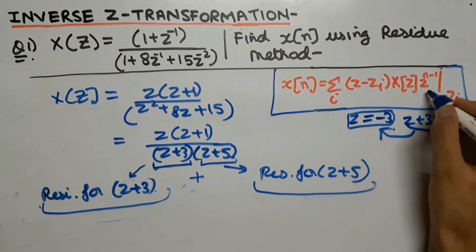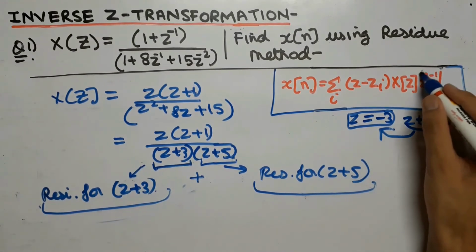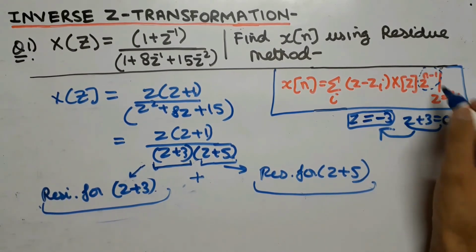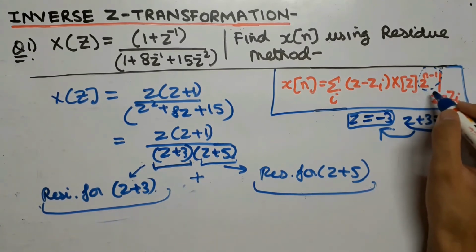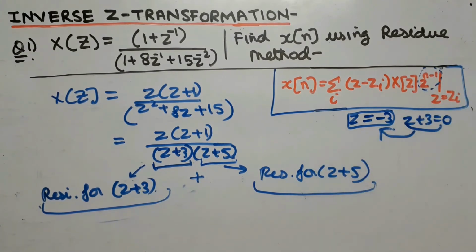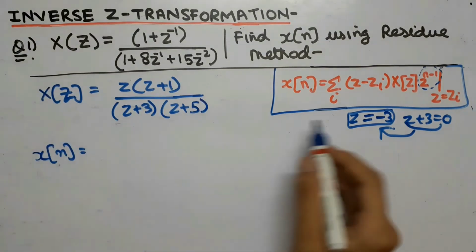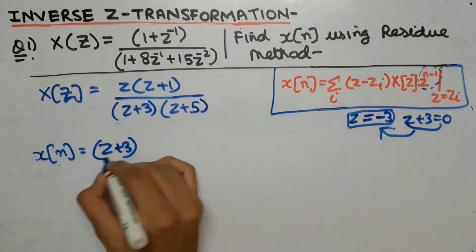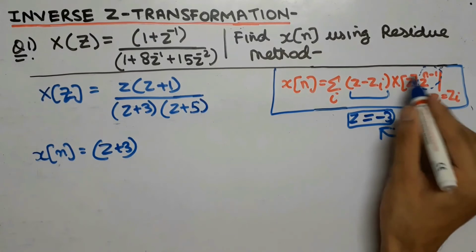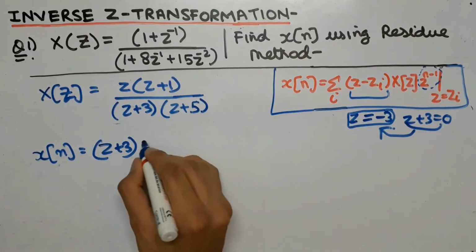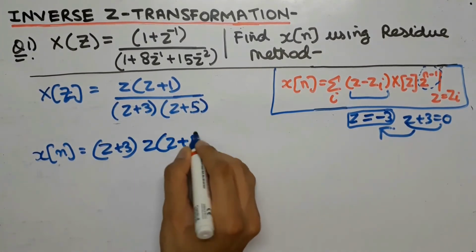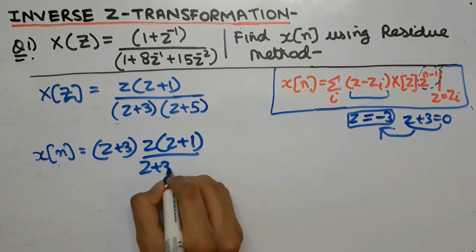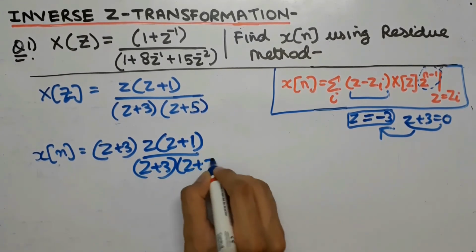And guys, this over here, that is z to the power n minus 1, will remain as it is for all our questions. That is, we just have to multiply z to the power n minus 1 whenever we are finding residue. So now we are going to apply residue for z plus 3. Now on firstly applying this formula on z plus 3, we will get z plus 3, that is, we have used this part, into X(z), that is this whole part, that is, we will write z into (z plus 1) upon (z plus 3) into (z plus 5).